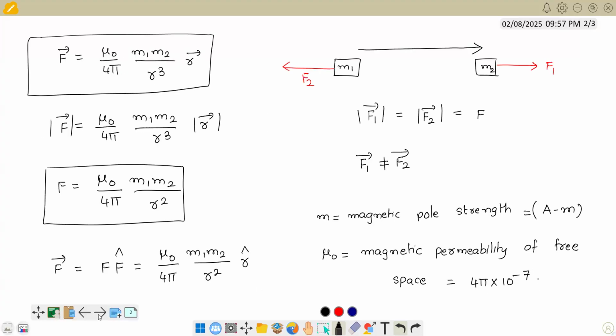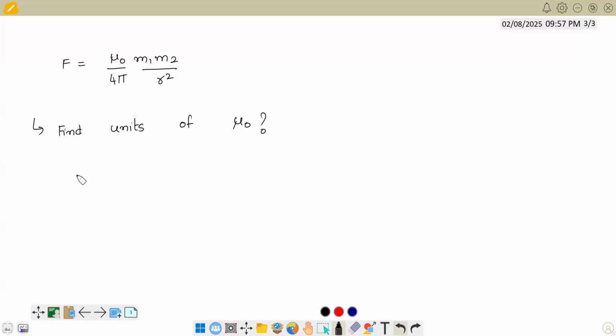Let us continue further. F equals mu naught by 4 pi m1 m2 divided by r square. He will ask you to find the units of mu naught. That means you have to tell what the units of mu naught are. You know its value is 4 pi into 10 power minus 7. Let us do that. We know units of F equals units of mu naught. For a constant, there is no unit. Units of m1, units of m2 divided by units of r square. So units of force is Newton.